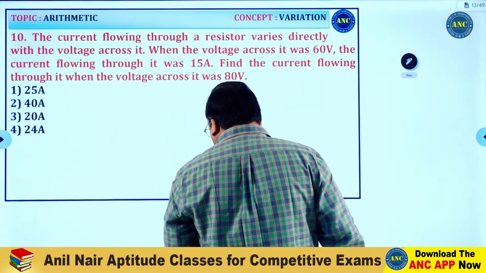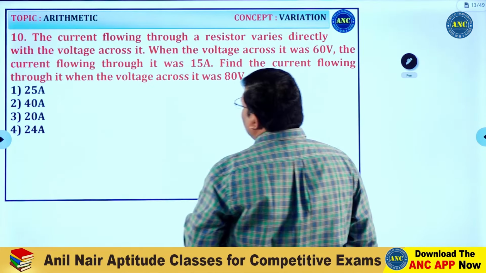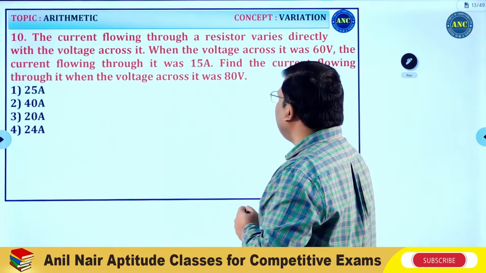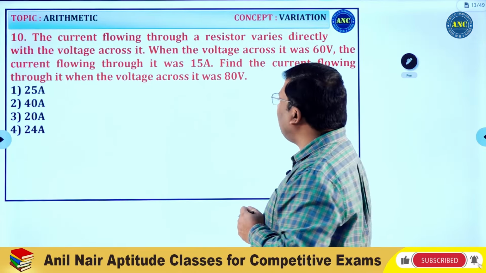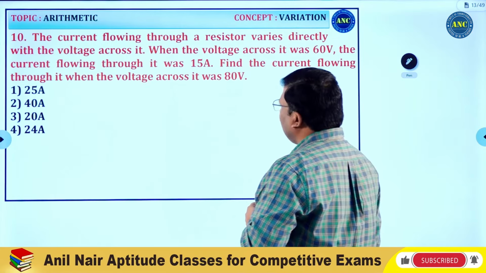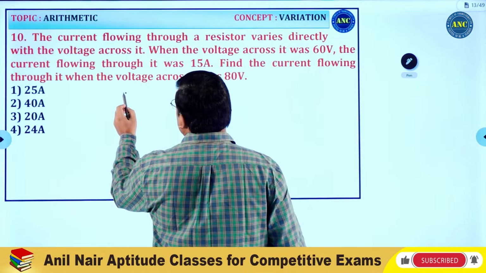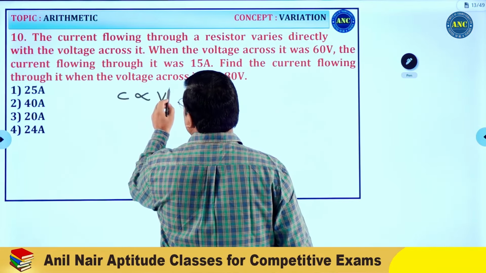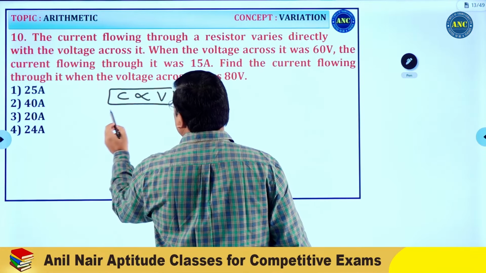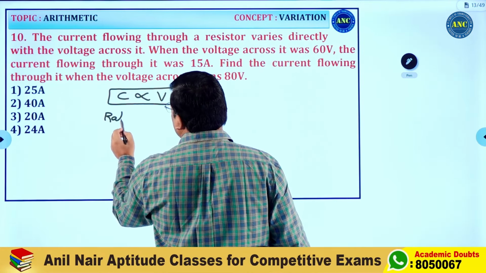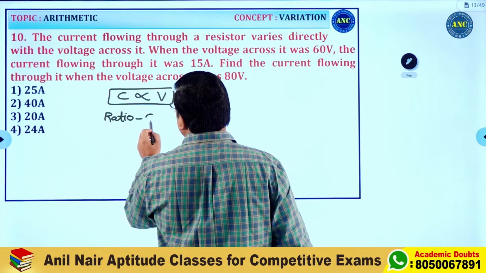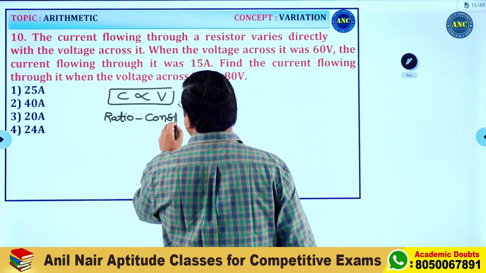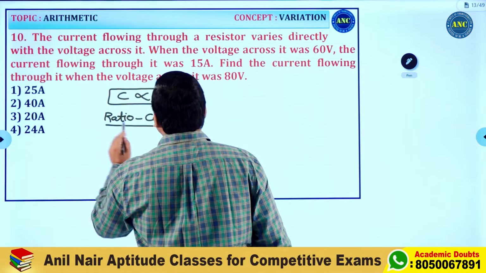Next one. Read the question, sir. The current flowing through a resistor varies directly as the voltage. Current and voltage are directly related to each other. If they are directly related, what is constant? Ratio is constant.